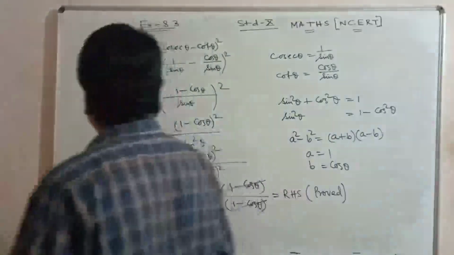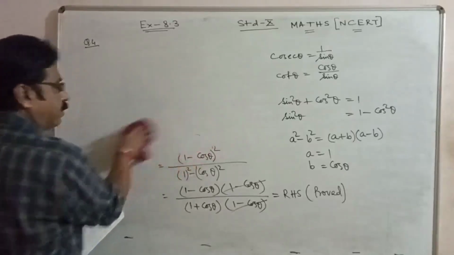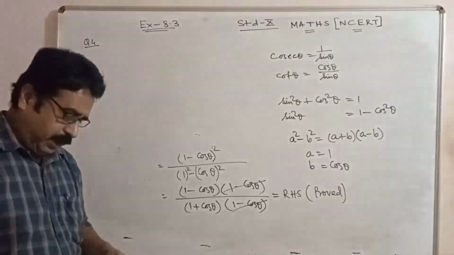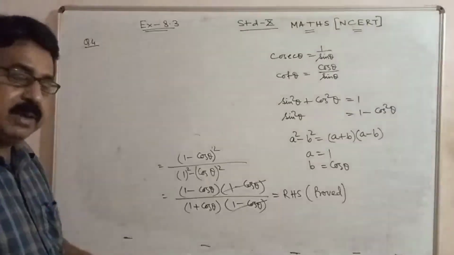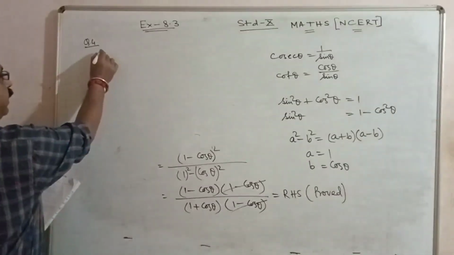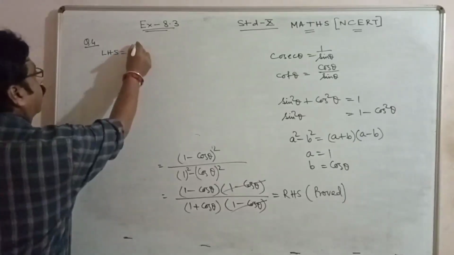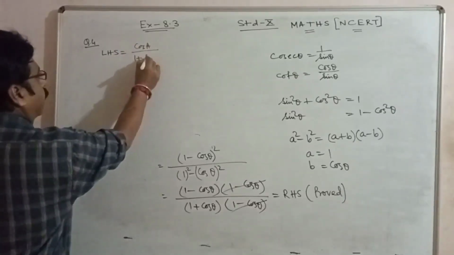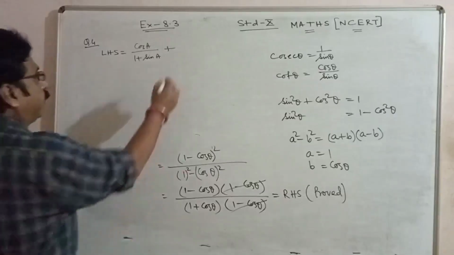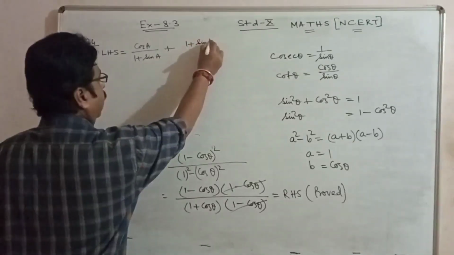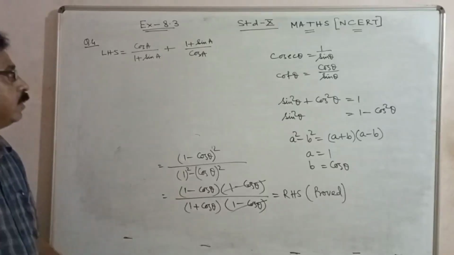Now second sum. Cos A upon 1 plus sin A plus 1 plus sin A upon cos A. We have to prove right side is 2 sec A. Left hand side: cos A upon 1 plus sin A plus 1 plus sin A upon cos A. We have to get 2 sec A.